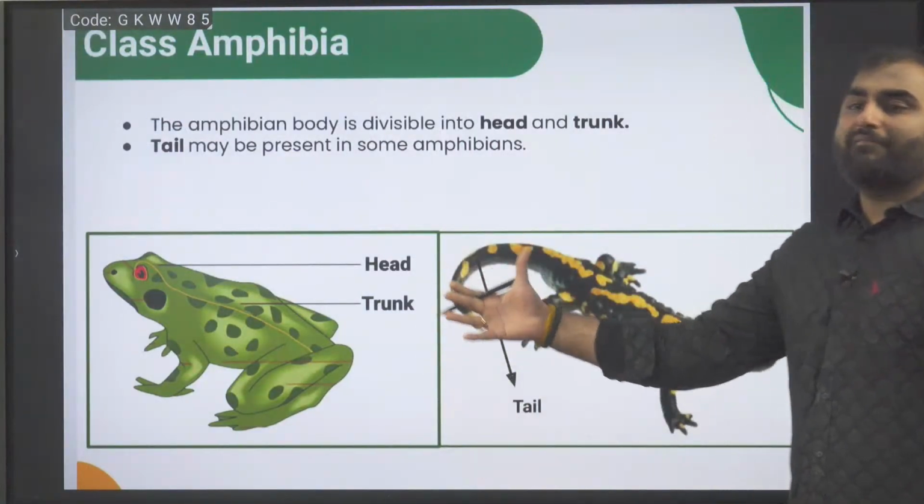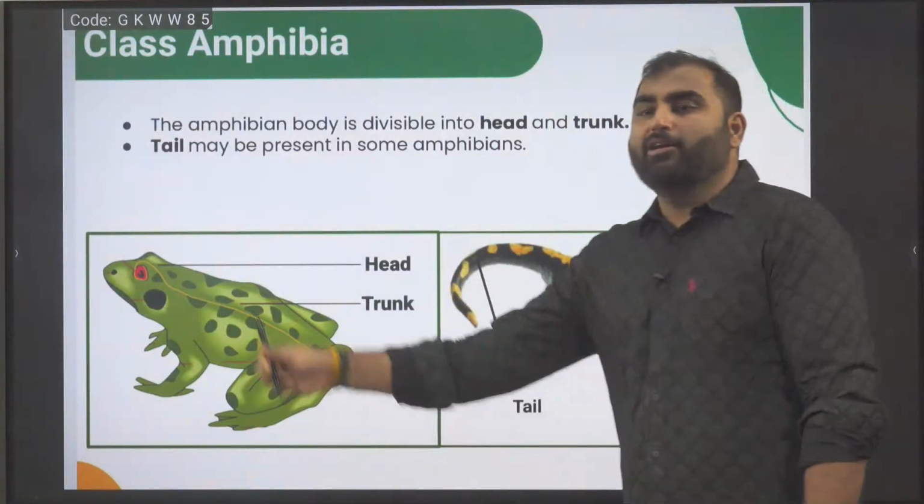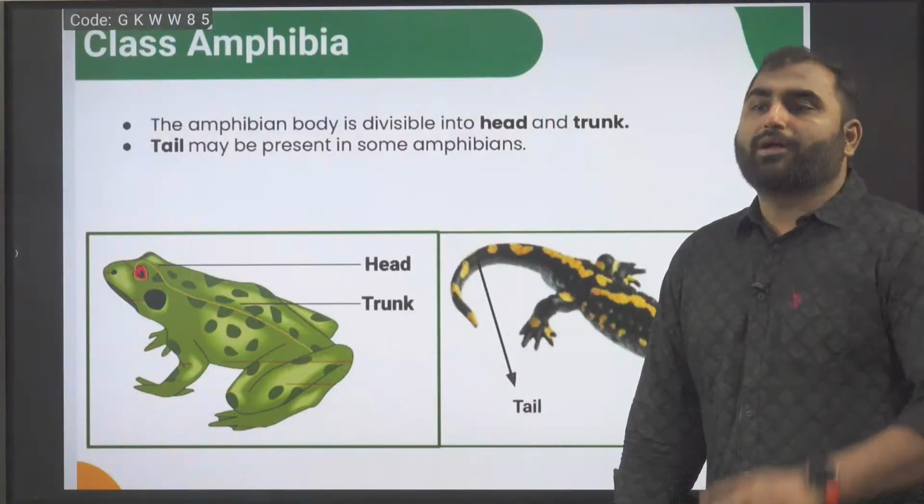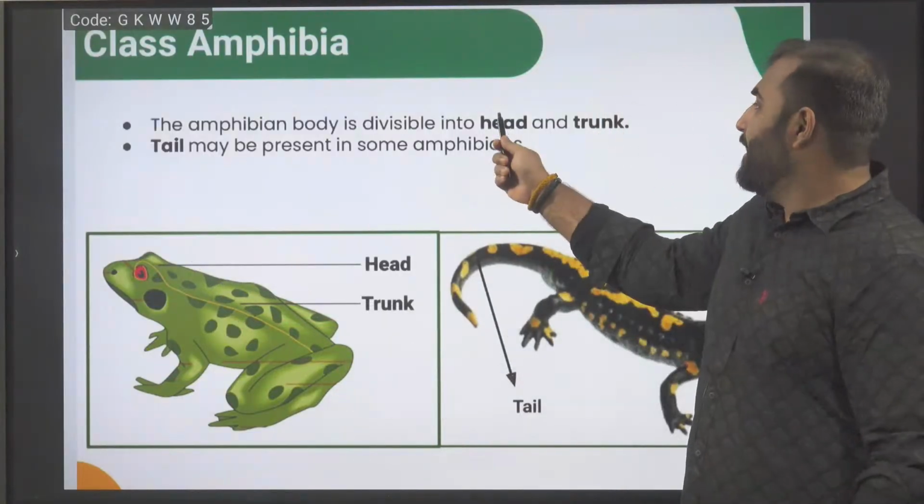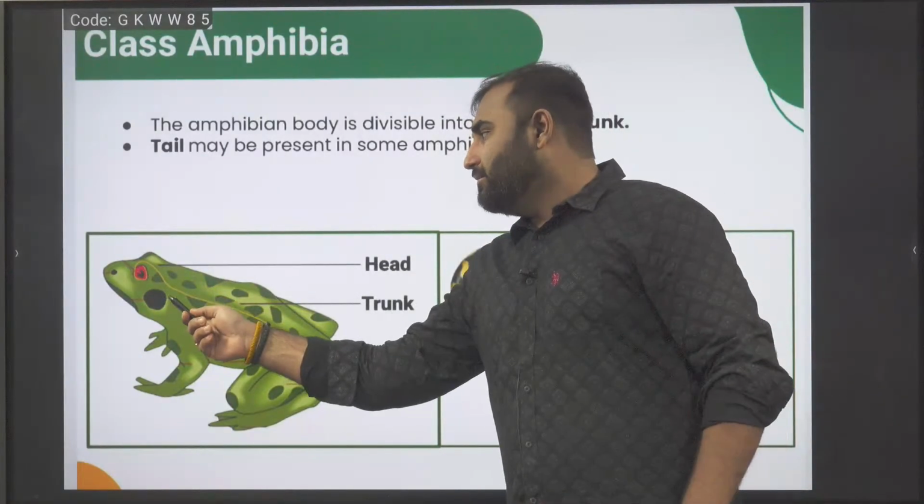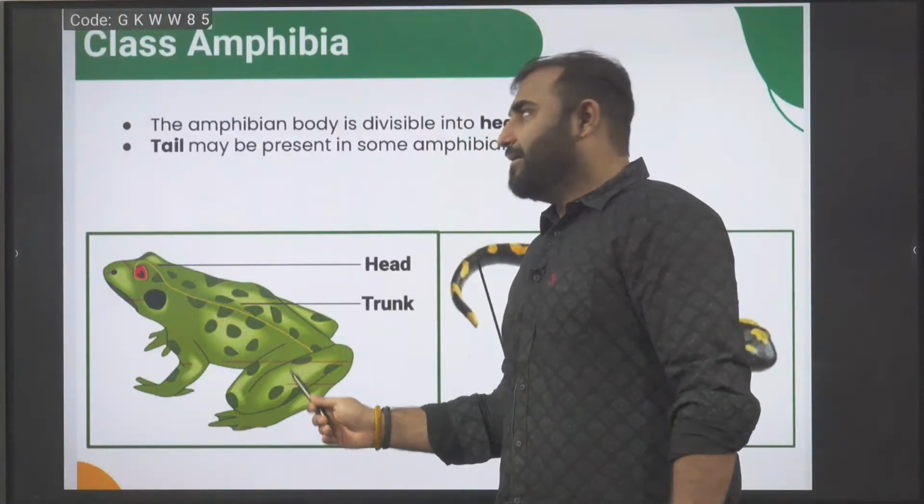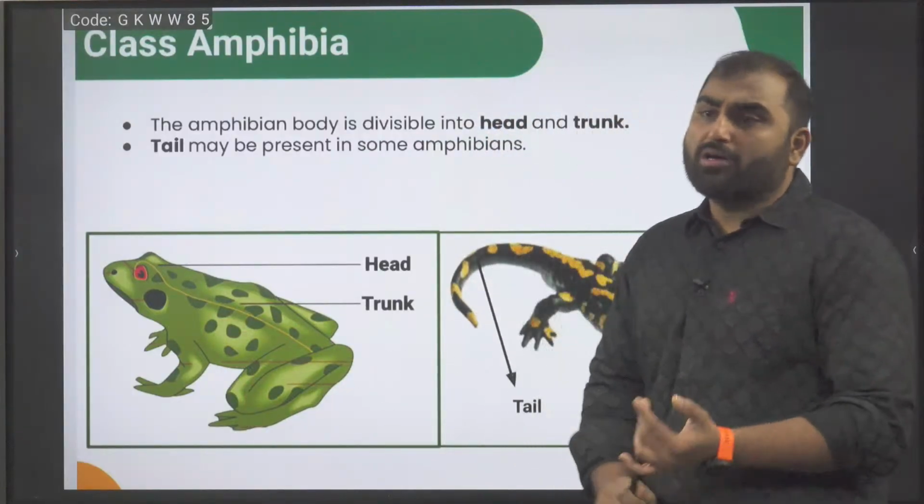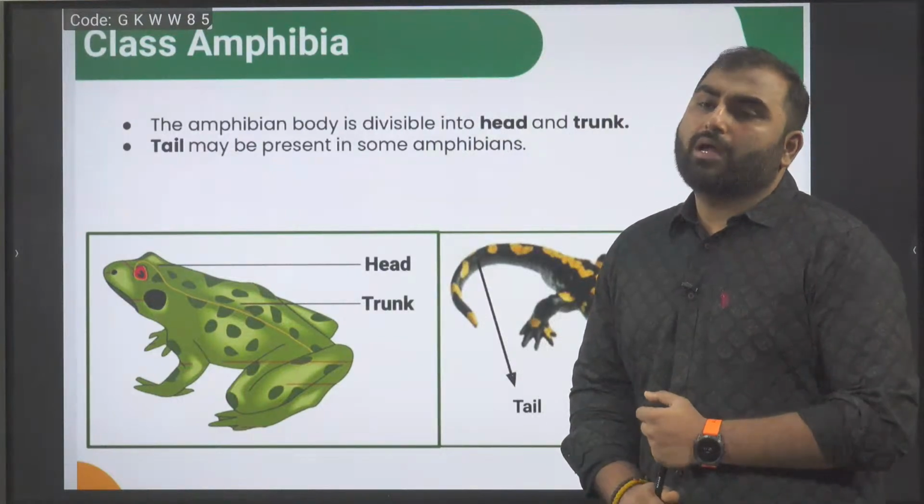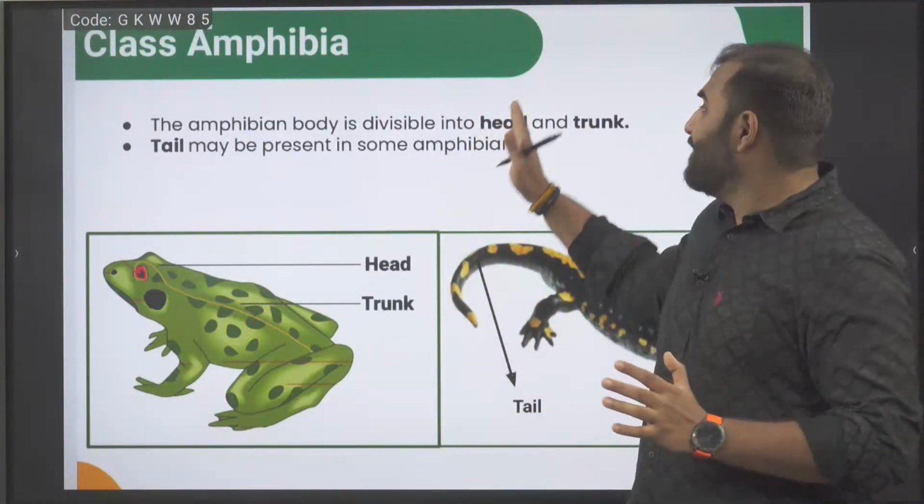So if you see the amphibian body, their body is divided into head and trunk. Okay, two basic parts are there, head and trunk. So here is the head, neck is absent, no neck is there, and then there is a trunk. So frogs, toads, all of them have head and trunk.